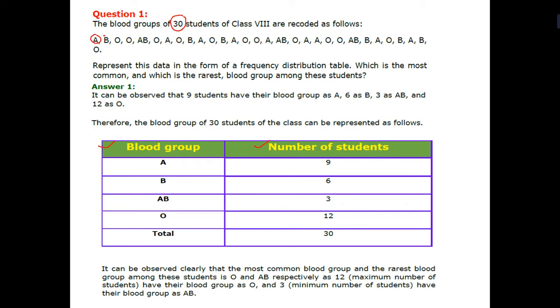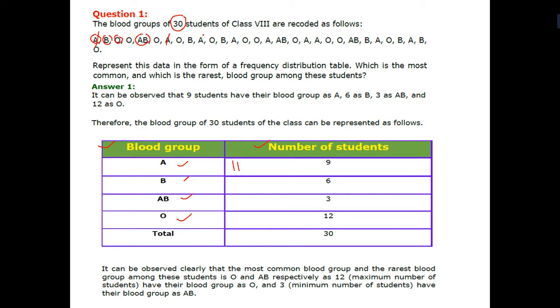So 1, 2, 3, 4. So A group, B group, AB and O. So 4 groups we have to identify, and we write them here. It can be observed that now we have to put in the values. So we have A, so I write one tally for A. Now again it is A, yes, again, so write again.